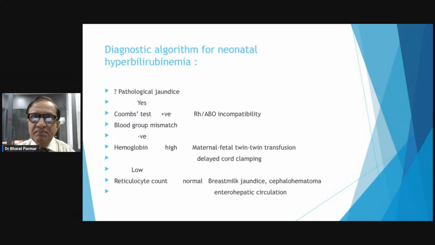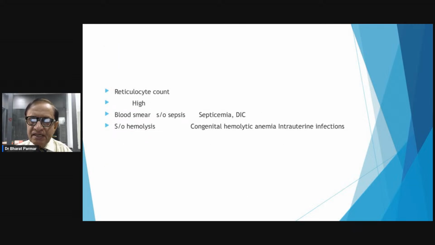Diagnostic algorithm for neonatal hyperbilirubinemia. So, pathological jaundice: if yes, and the Coombs test is positive, then mostly it is Rh and ABO incompatibility. If the blood group mismatch is negative, then hemoglobin is high in maternal-fetal and twin-to-twin transfusion and delayed cord clamping. Low reticulocyte count occurs in breast milk jaundice, cephalhematoma, and enterohepatic circulation. If reticulocyte count is high, the blood smear shows sepsis, septicemia, and disseminated intravascular coagulation, and signs of hemolysis in case of congenital hemolytic anemia and intrauterine infection.